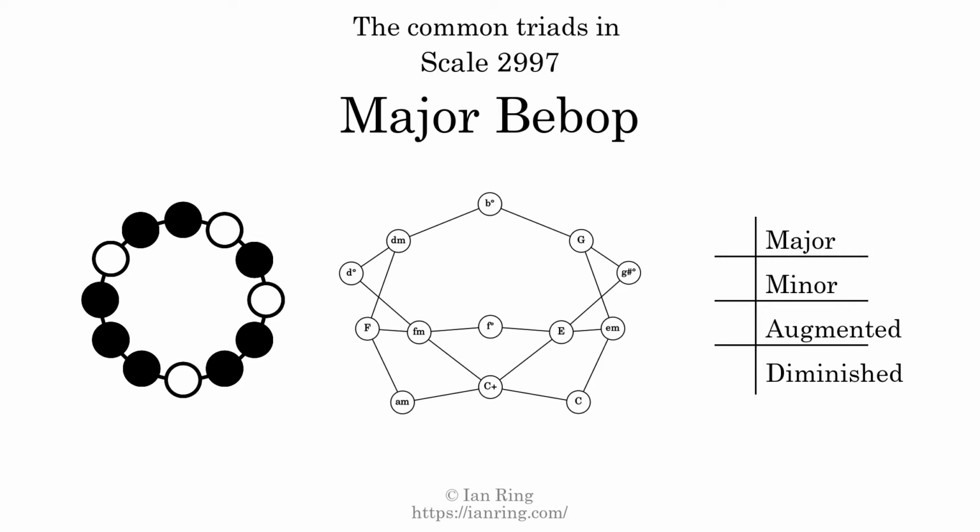The diagram in the center is a graph of parsimonious voice leading between triads. There are 4 major triads. There are 4 minor triads. There is 1 augmented triad. There are 4 diminished triads. Here is a Hamiltonian path of parsimonious voice leading that uses all the triads.